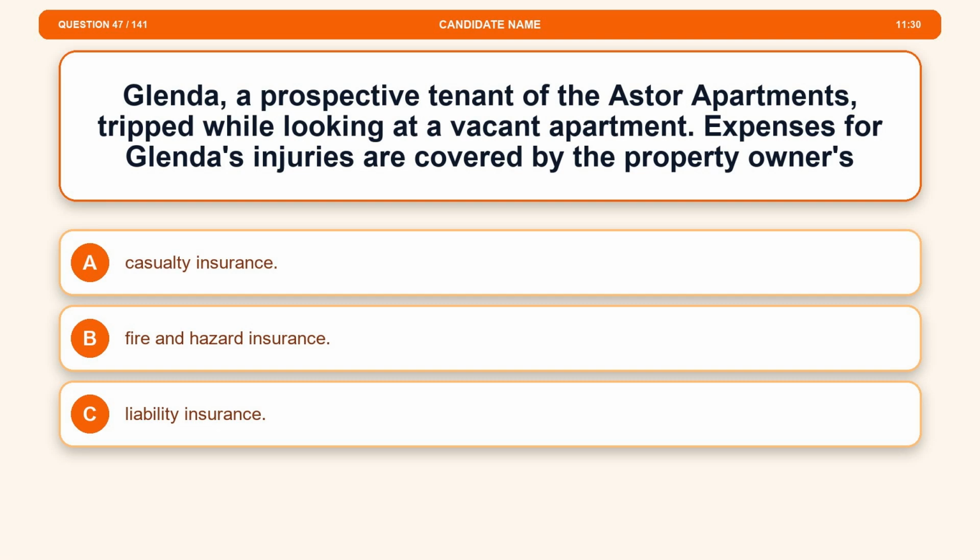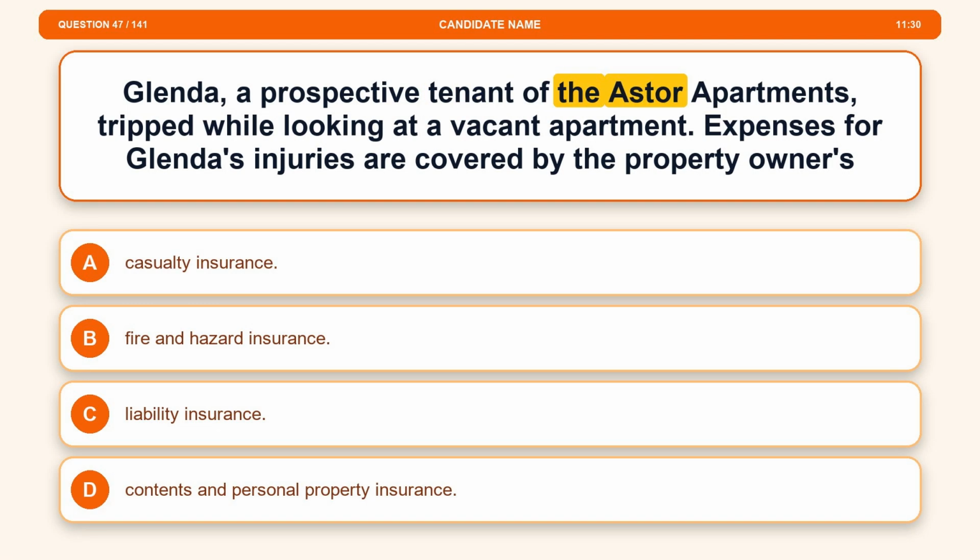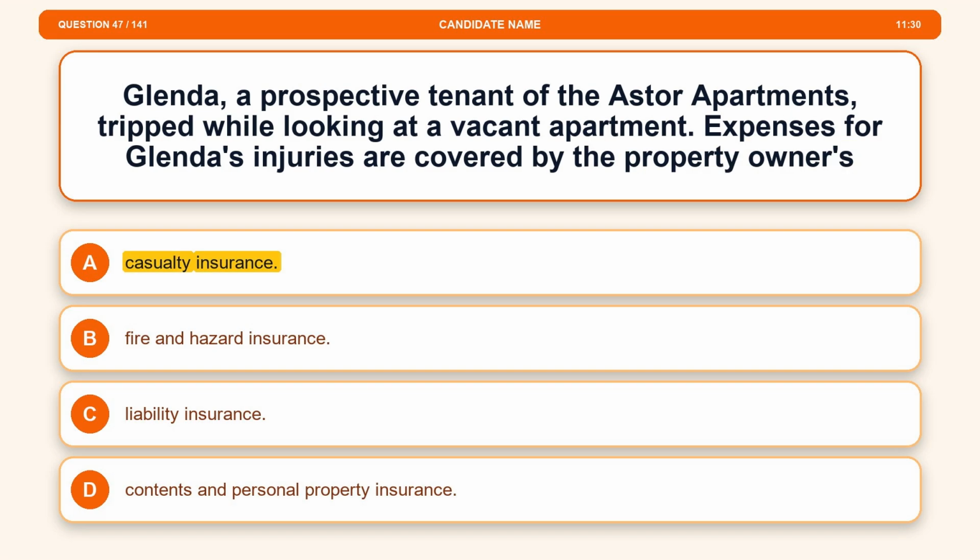Question 47. Glenda, a prospective tenant of the Astor Apartments, tripped while looking at a vacant apartment. Expenses for Glenda's injuries are covered by the property owner's what? Option A, casualty insurance. Option B, fire and hazard insurance. Option C, liability insurance. Option D, contents and personal property insurance.